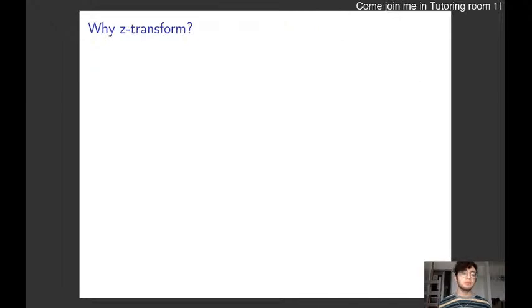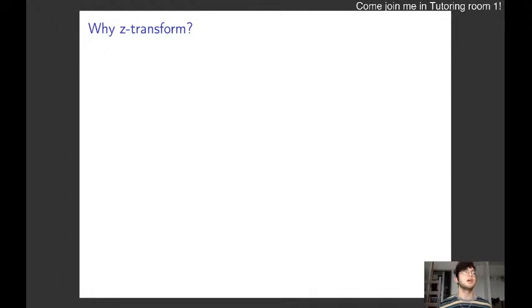So now that we've talked a little bit about sampling, we're going to start talking about the Z-transform. And this is the mechanism that allows us to describe a lot of input-output relations in our discrete domains. So this is how we describe systems. These are the things that you'll actually be making.